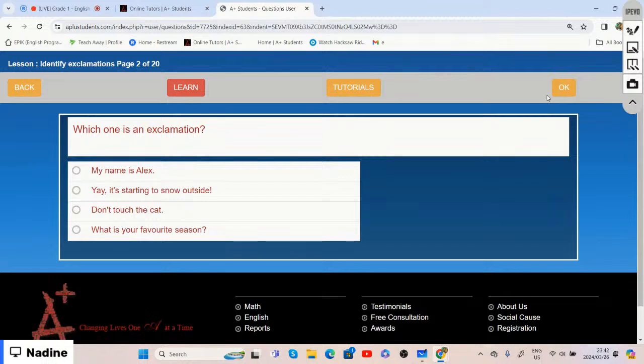The second one is, which one is an exclamation? Is it option one, my name is Alex? Option two, yay, it's starting to snow outside. Option three, that says, don't touch the cat. Or option four, what is your favorite season? We need to choose the correct one, the correct answer, the correct sentence that is an exclamation.